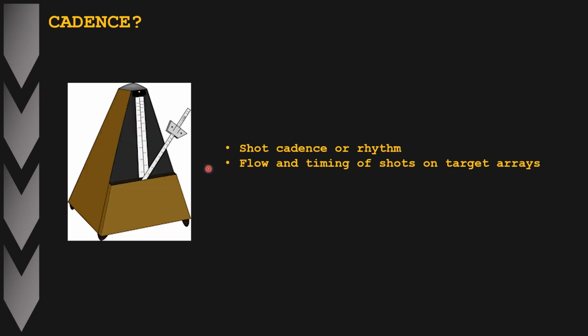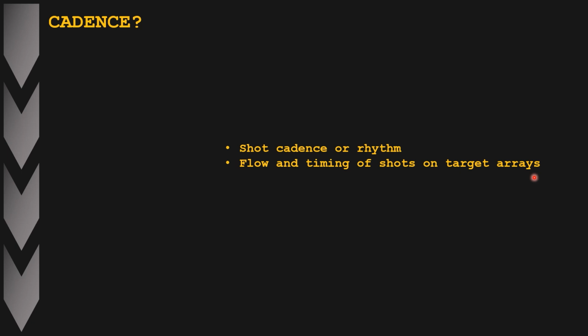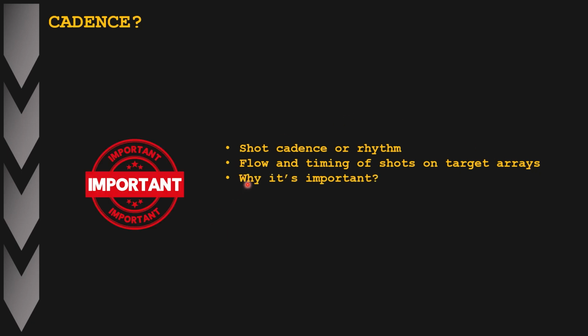Simply stated, it's the flow and especially the timing of your different shots on a particular target, especially in a target array where you transition from one target to another, making it sound as if you are engaging one target and not different targets. Why is shot cadence or shot rhythm so important?